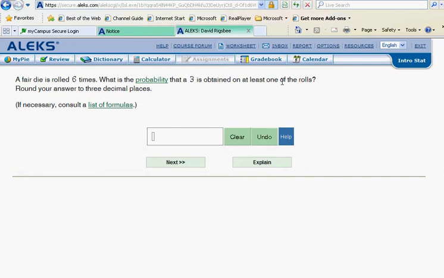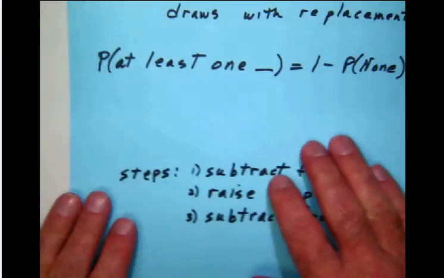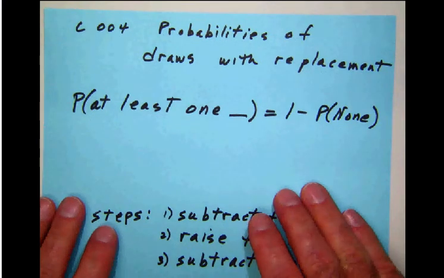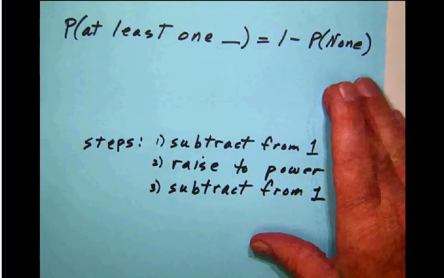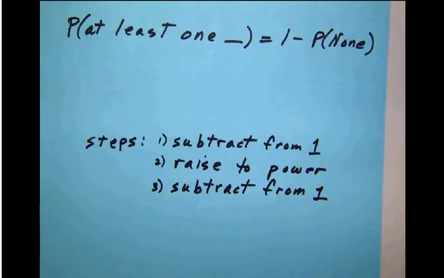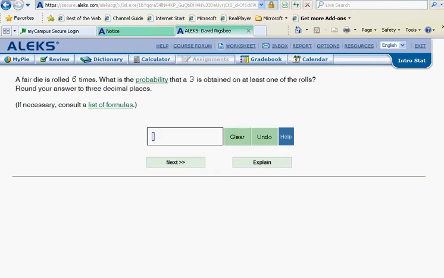So the probability of at least one should be a red flag for us that there is quite a bit going on here and some extra treatment is required. Let's quickly look over here at our notes, and we will see the probability of draws with replacement. There is a type of problem within that called the probability of at least one. Now, in this case, ALEKS tells us that we're going to roll the die and get at least one 3.